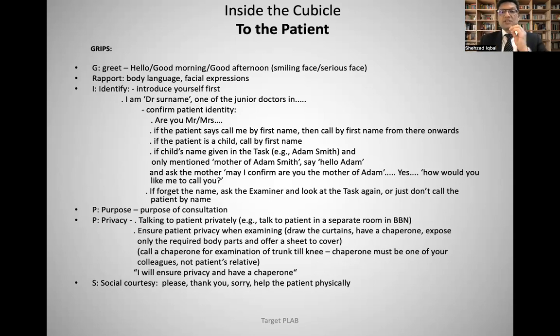The other possibility is the purpose is not mentioned in the task. Mr. Smith is here to see you, talk to the patient, address their concerns, and manage them. So you have no information about why you're seeing Mr. Smith. Mr. Smith, how may I help? So you would ask them the purpose of the consultation. They would tell you why they're here. Oh, doctor, I'm here because I've got cough.